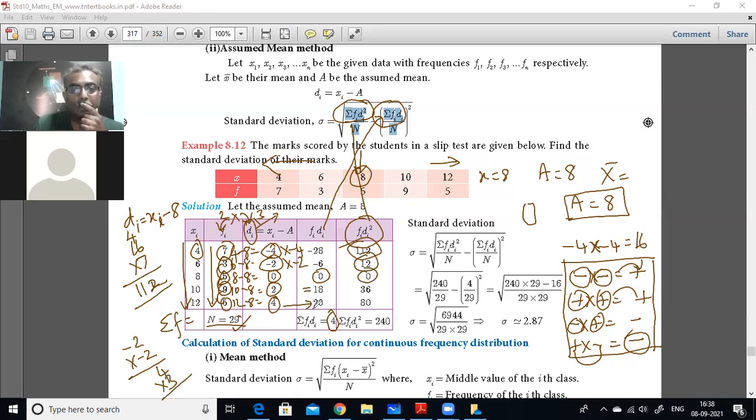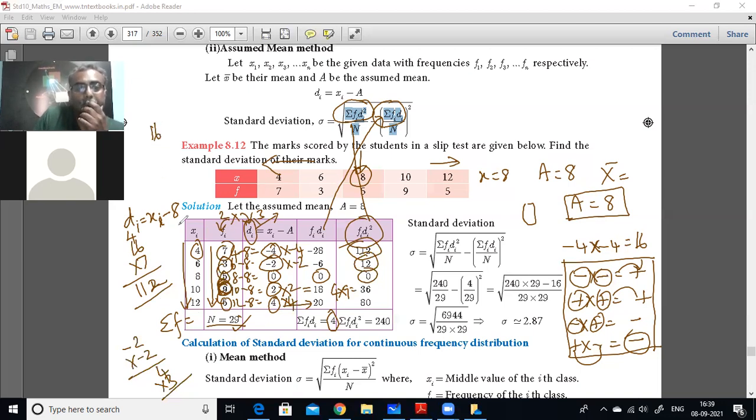0 into anything is 0. Don't look for the other number. Then 2 into 2, how much? 4. 4 into 9. 4 into 9, how much? 36, sir. 36. Then 4 into 4, how much? 4 fours are 16, sir.